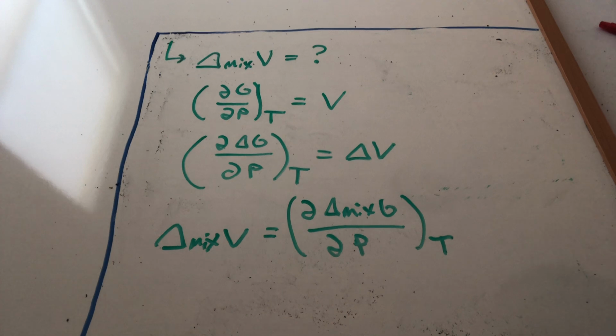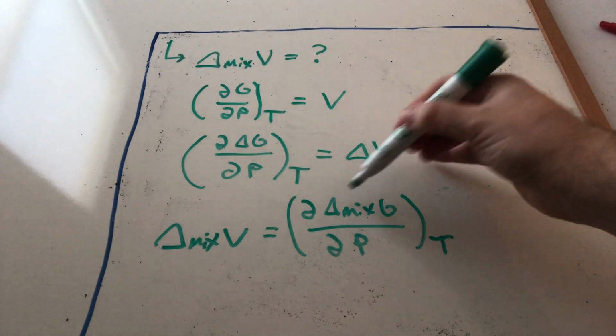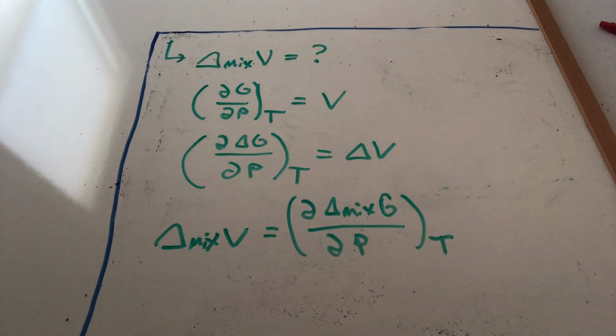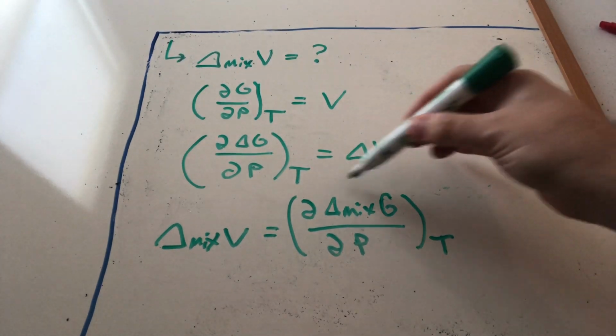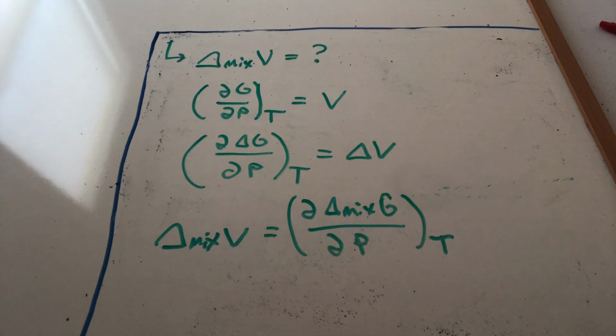And so if you look at the delta mix G that we had written down before, do you see any pressure there? And the answer is no. So when you do this partial derivative, everything in this delta mix G, when you look at the mathematical form, is essentially a constant relative to this P. Everything's set. We're keeping temperature set.